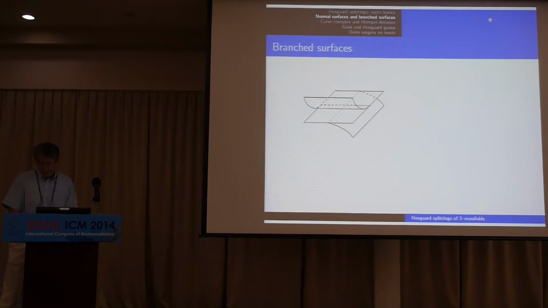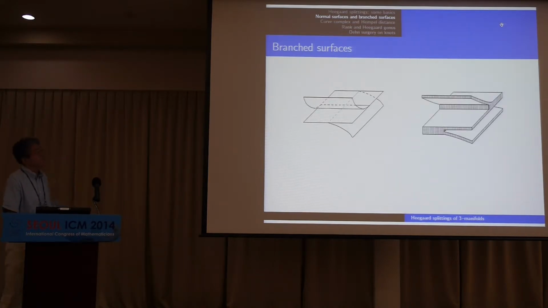Okay? There's a natural relation between normal surfaces and branch surfaces. A branch surface is a generalization of a train track. Basically, you have several small smooth pieces of surfaces that stack together like this. If you take a neighborhood of your branch surface, you can view the neighborhood as this type of interval bundle over the branch surface.